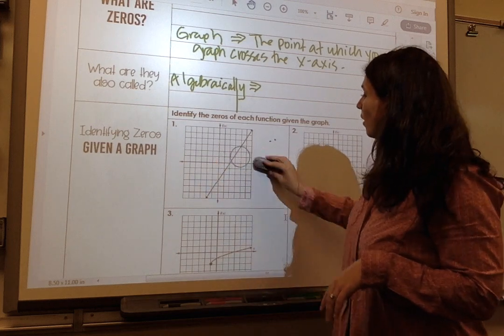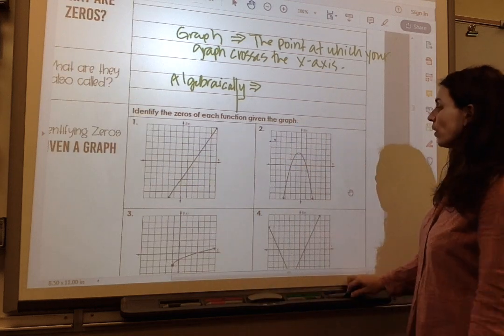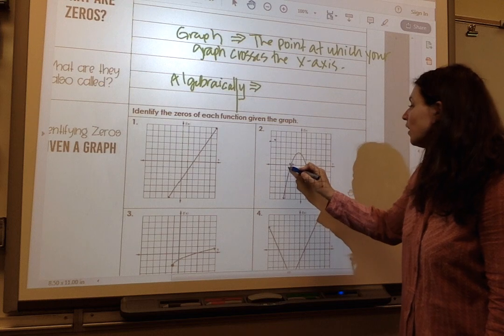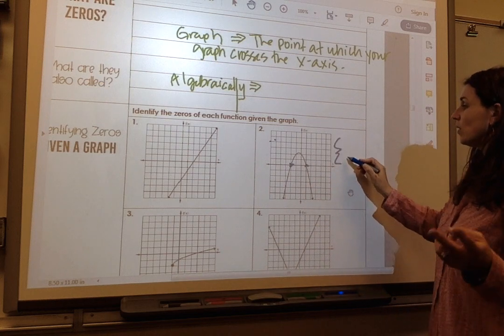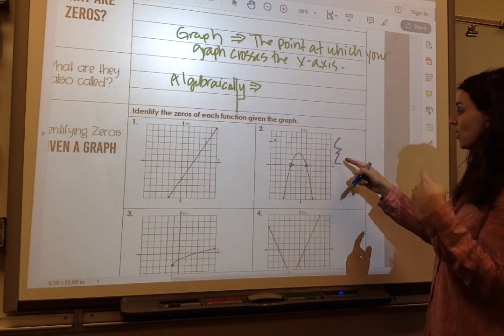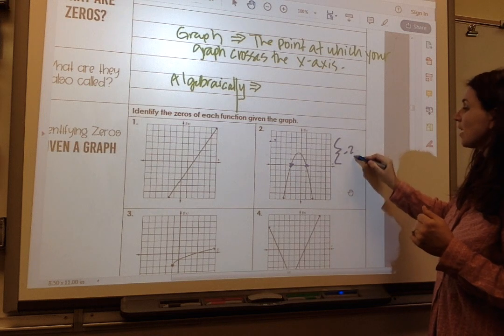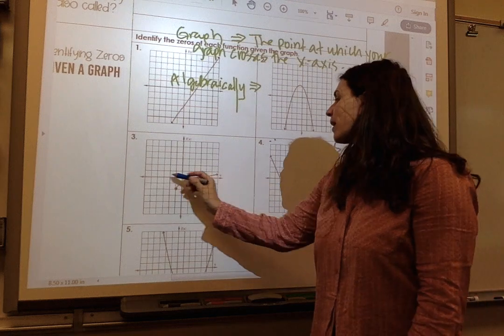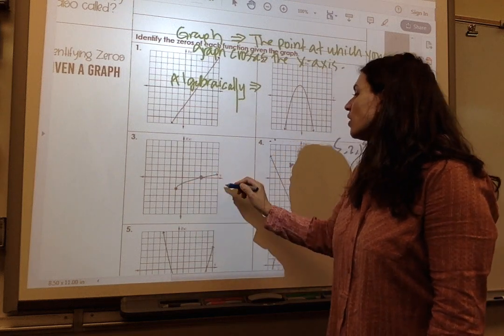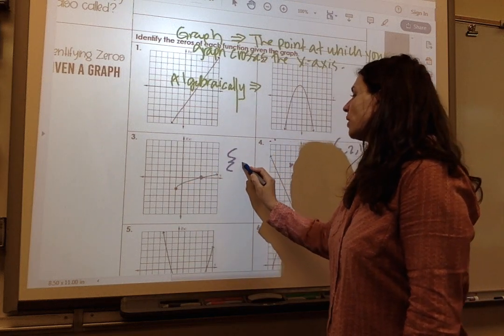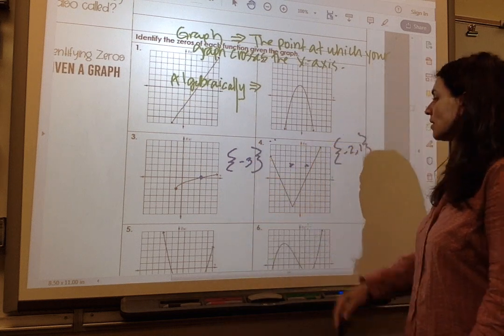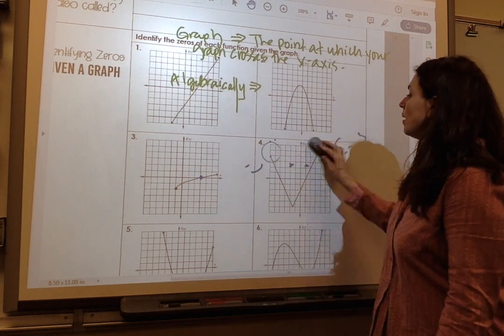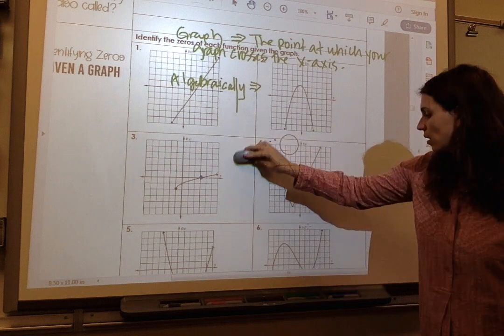All right. Now, let's look at number 2. Where does it cross? Well, it crosses here and here. So it crosses at more than one place, and in algebra that is a solution set. So it crosses at -2 and 1. Look at number 3. Where does it cross my x-axis? It crosses it right here, at 3, and you can even put it in bracket form.